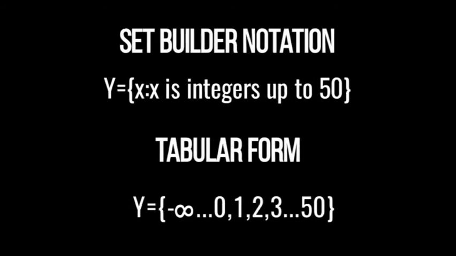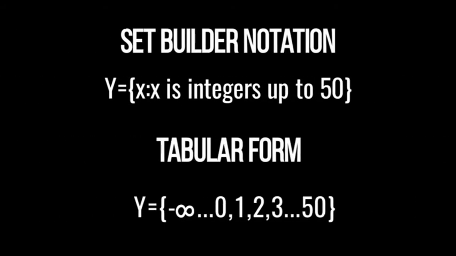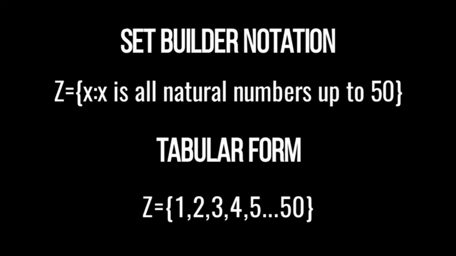But Y only contains the negative whole numbers, 0 and positive whole numbers. It is defined as every whole number, every positive whole number, excluding 0. So that is the universal set of a thing.